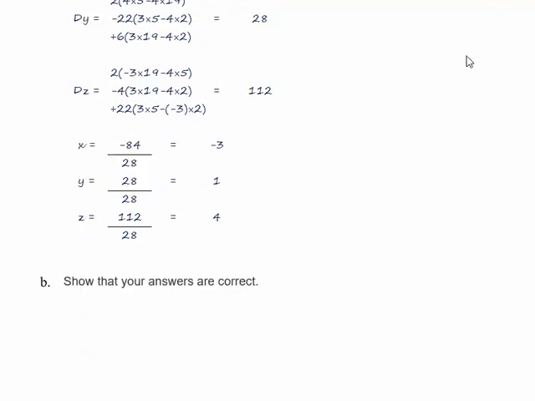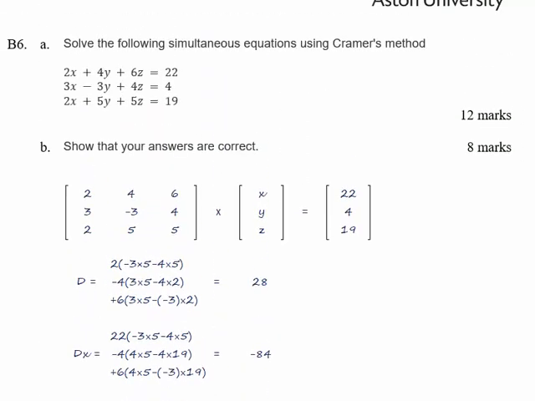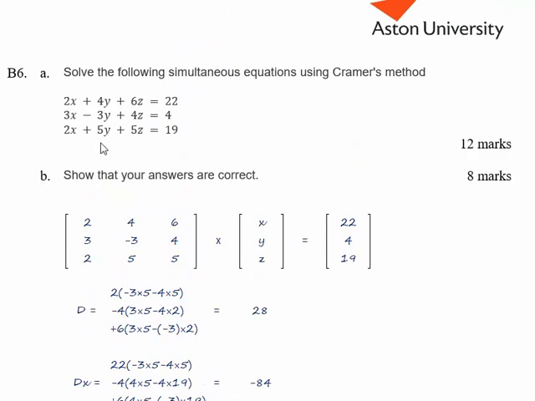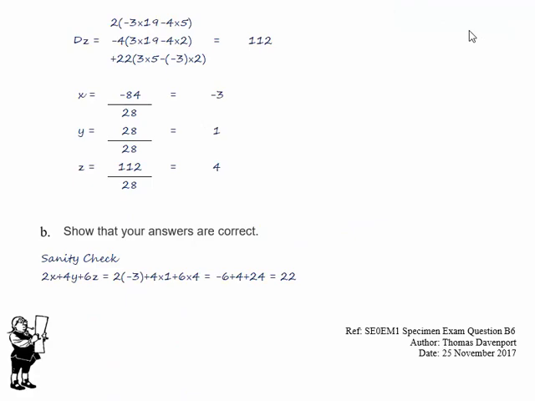Part B says, show your answers are correct. Well, the quickest way to do that is to put our values for x, y and z into any one of these equations. I'm going to take the first equation, so we've got 2x plus 4y plus 6z, which is 2 times -3 plus 4 times 1 plus 6 times 4. 2 times minus 3 is minus 6, plus 4 is minus 2, 6 times 4 is 24, minus 2 gives us 22. So our answer is correct.